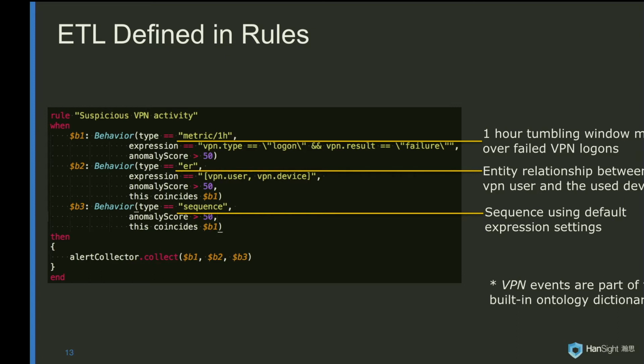The third element of the third type of ETL. Also, you have an anomaly score over 50. That coincides with B1 too. So all those three conditions are bound together to match a series of events. So you got all those matched events, and you collect B1, B2, B3 into a collection, and you send this collection to Flink, and then you can sync those results to whatever store you want to sync.